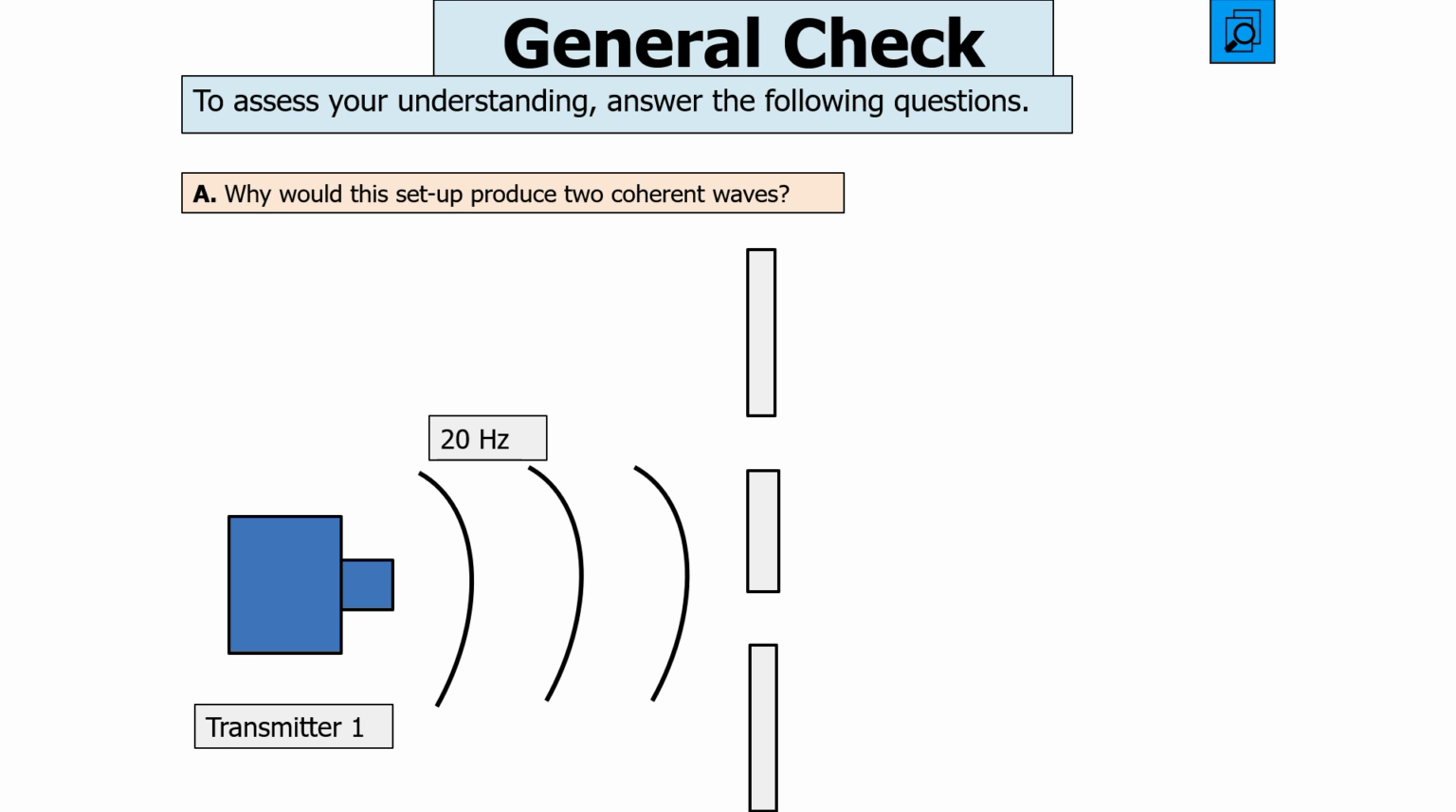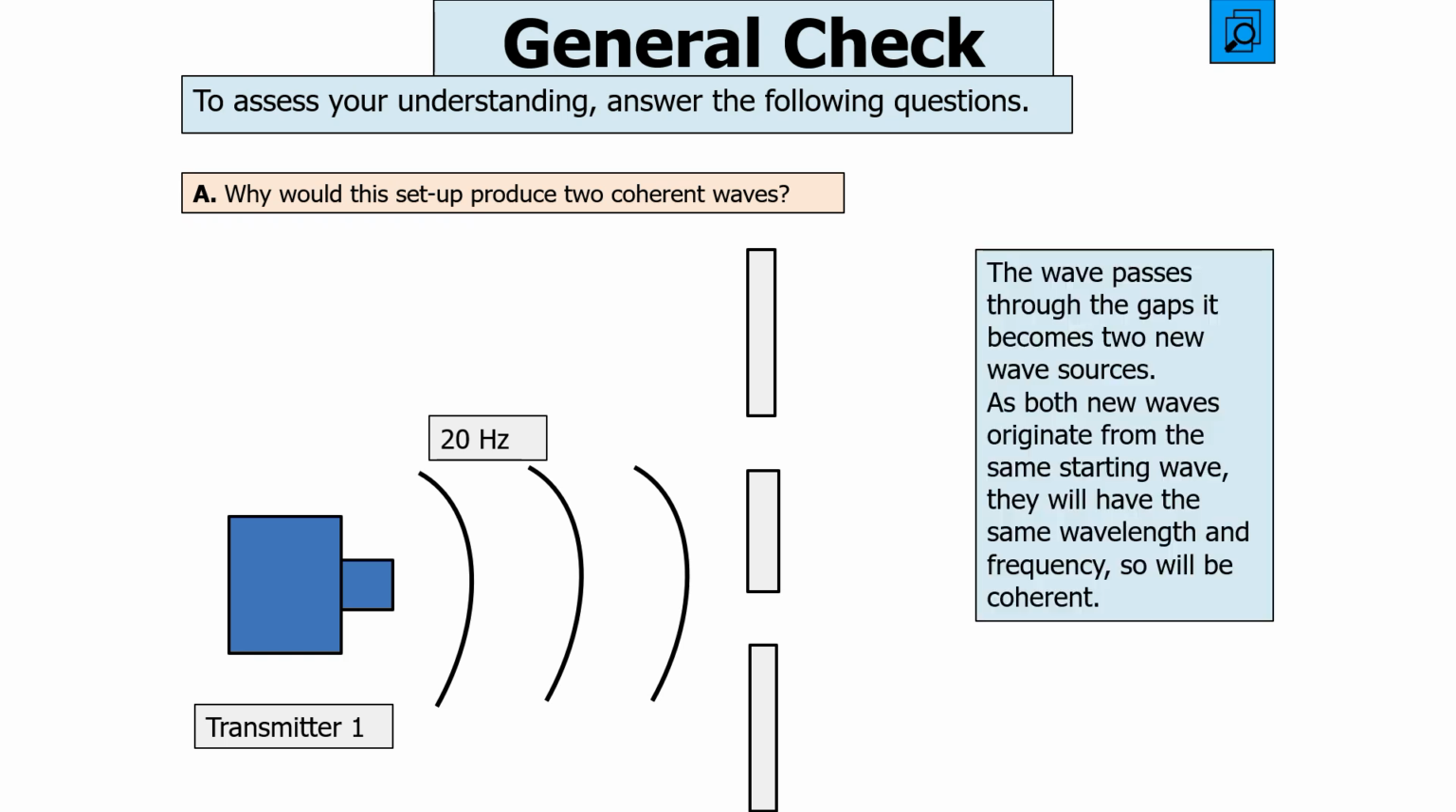Why would this setup produce two coherent waves? The wave will pass through the gaps, so it becomes two new wave sources. As both new waves originate from the same starting point, they'll have the same wavelength, they'll have the same frequency, so therefore they will be coherent.